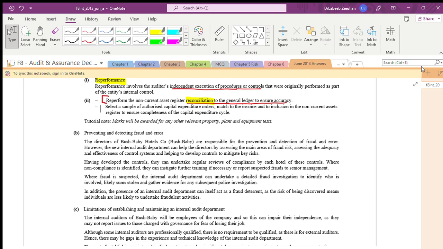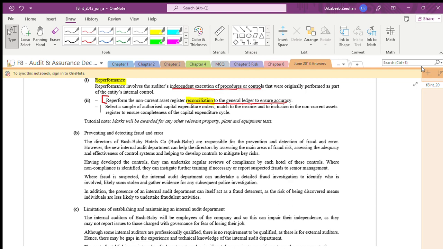Who is responsible for all the things? See, it is not the internal auditor. It is the management who is responsible. Management has to initiate. Management has to work out the process of establishing internal audit department. Okay? Means the responsibility lies with the management. It is not with the internal audit.